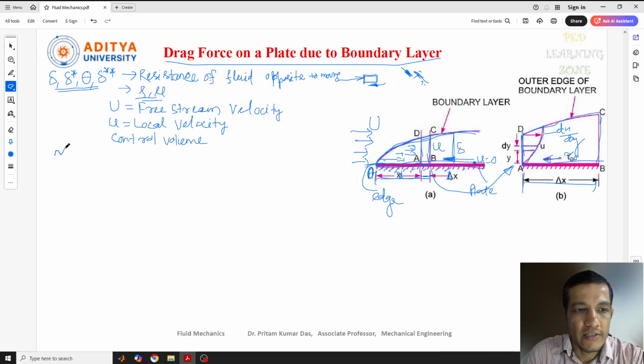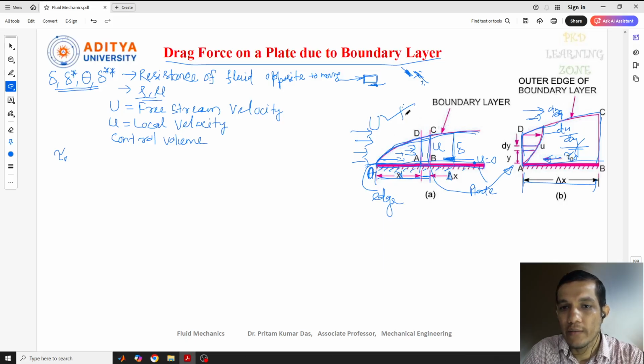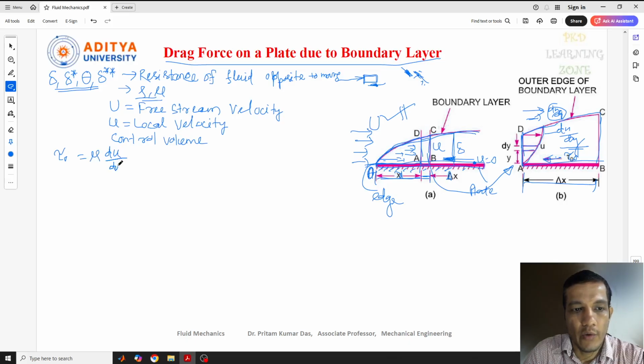The shear stress, that is tau naught, acts here because of this velocity gradient. Above this, tau naught won't act, because there will be no du by dy; only uniform velocity is there. du by dy is nothing but the velocity gradient. It means change in velocity with respect to height. So here there will be no change of velocity. The shear stress formula is mu into du by dy.